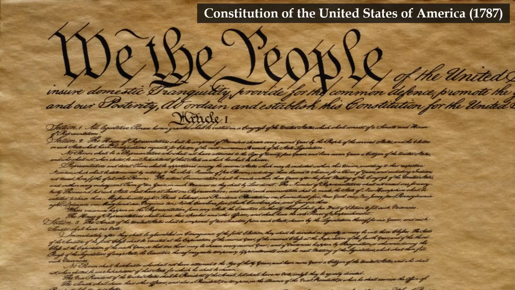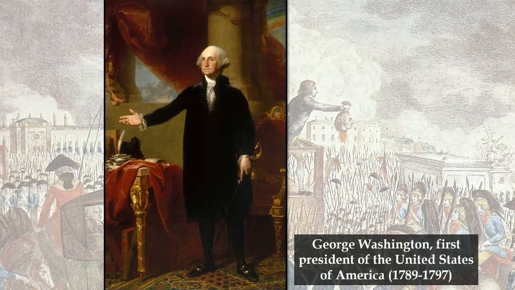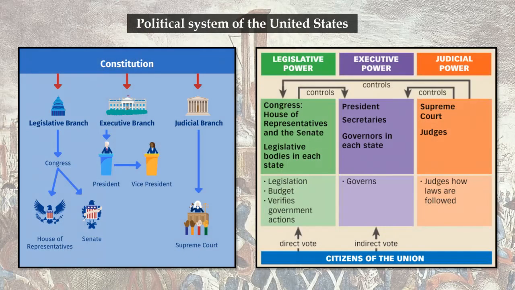Shortly after this, the United States Constitution was drafted in 1787, which established a federal republic with George Washington as its first president. It had popular sovereignty and separation of powers. As you can see here, the legislative branch is held today by the Congress, which is composed of two chambers, the House of Representatives and the Senate. In the executive branch, the Americans have a president and a vice president, and in the judicial branch, the most important court is the Supreme Court.